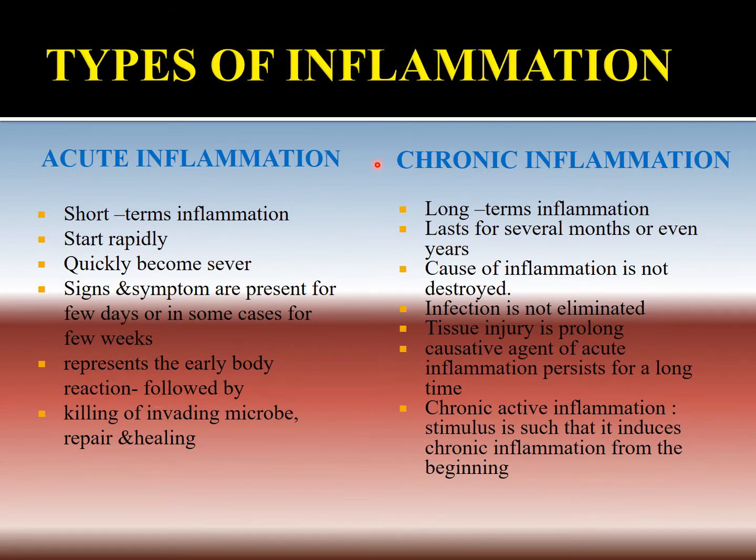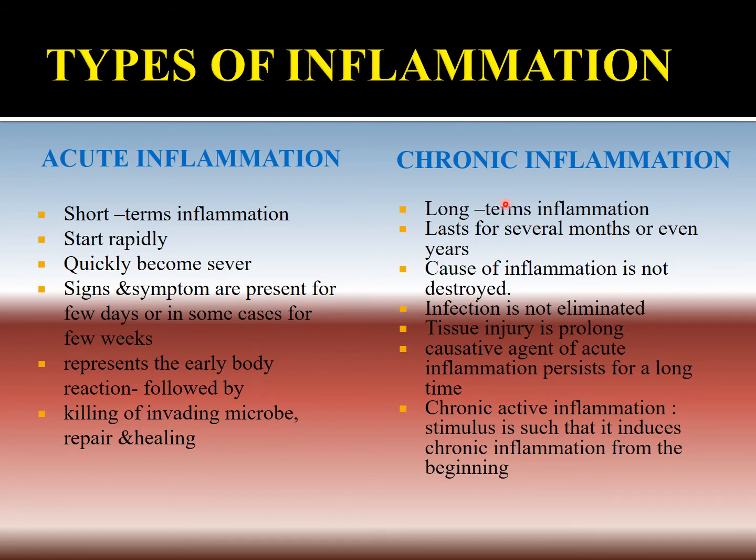What are the types of inflammation? Inflammation is divided into two main types, acute inflammation and chronic inflammation. The acute inflammation is short-term inflammation, starts rapidly, and quickly becomes severe. The signs and symptoms are present for a few days or in some cases for a few weeks. It represents the early body reaction followed by killing of the invading microbe, repair and healing.